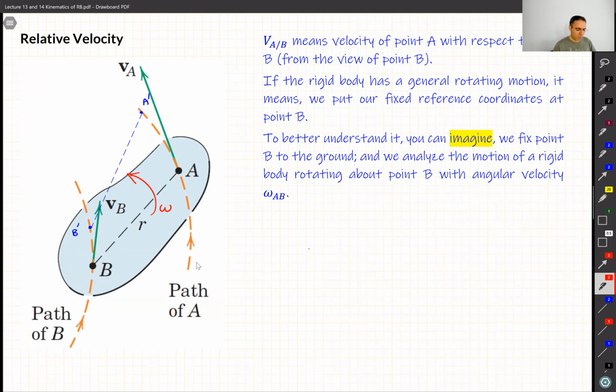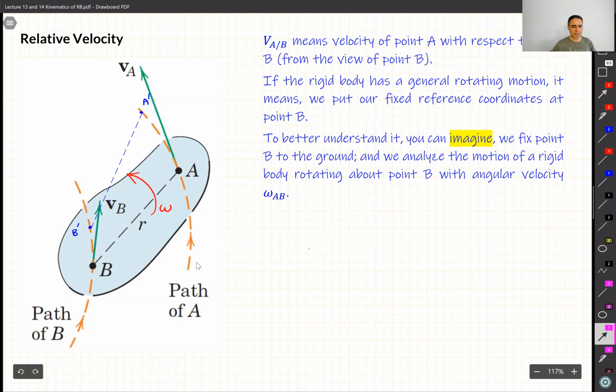To analyze this one, we prefer to set a reference. We can set the reference anywhere, but it's easier to set the reference either at point B or at point A. So let's set the reference, and there is no difference. For now, let's set the reference at point B. What do I mean by setting a reference? Obviously, it implies that we analyze.